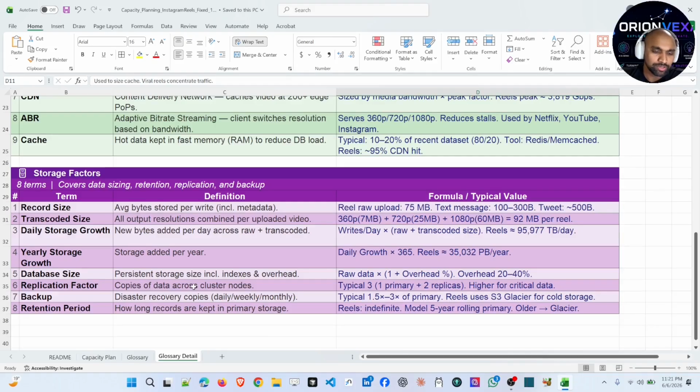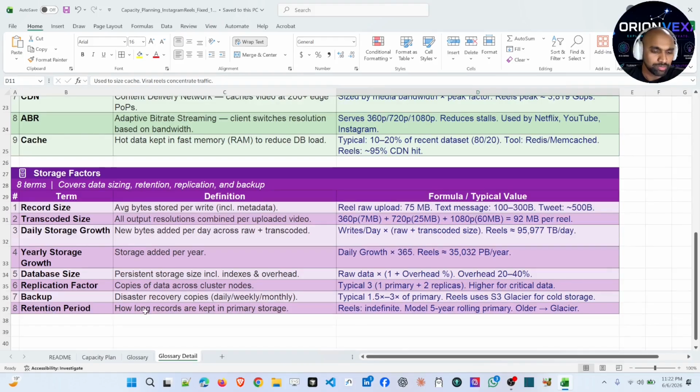Replication factor, copies of data across the cluster. Usually it will be 3, 1 primary and 2 replicas. And backup, that is for disaster recovery. Usually we can have different kinds of backup. We can have the hot backup, that is whenever something happens, the exact copy will be there. Or incremental backup, delta backup, different kinds of backups are there.